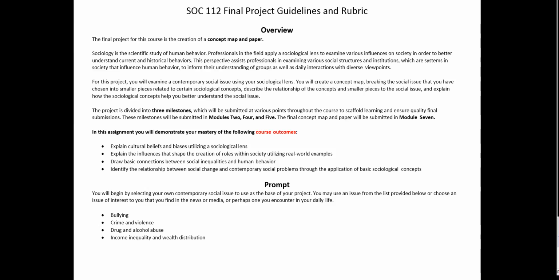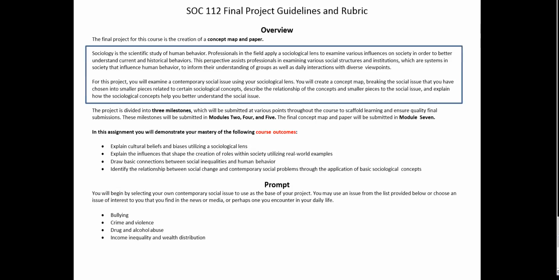So I'm going to, from the very beginning, first page all the way to the last page, go over the final project guidelines and rubric. So make sure that you really look at and read and familiarize yourself with this document. You will see here that you probably are very familiar with this language, right, to describe the actual project itself. But again, refamiliarize yourself with this language.